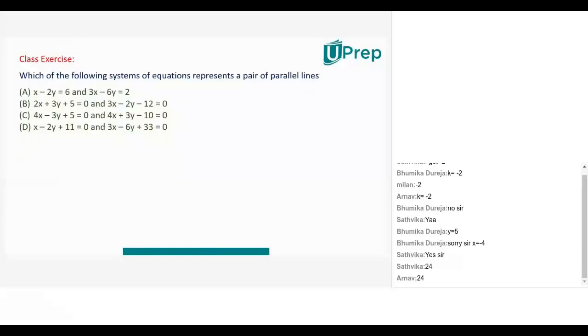Which of the following system of equations represents a pair of parallel lines? Now same condition, A1 by A2 equal to B1 by B2 not equal to C1 by C2. Apply that.